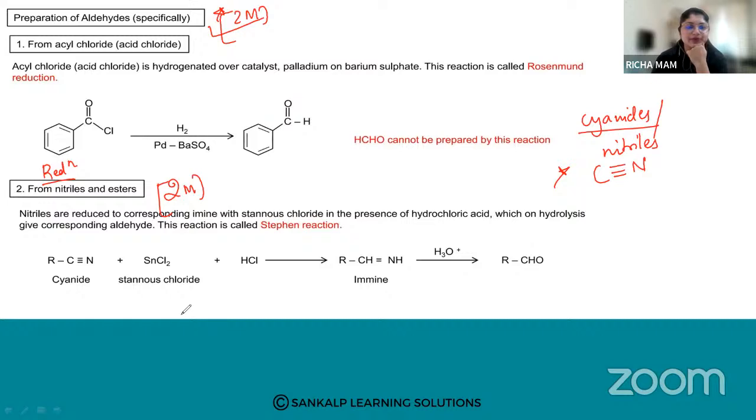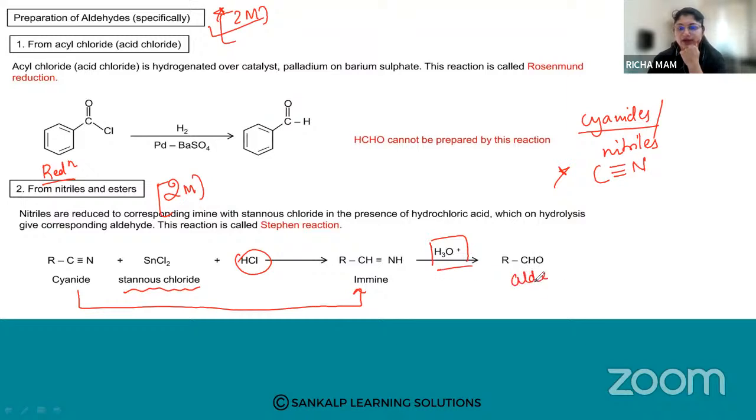So what are we going to do here? We are going to take nitriles, or cyanide, and convert it into imines by reacting it with stannous chloride in the presence of hydrochloric acid. This will undergo hydrolysis to give you aldehyde.